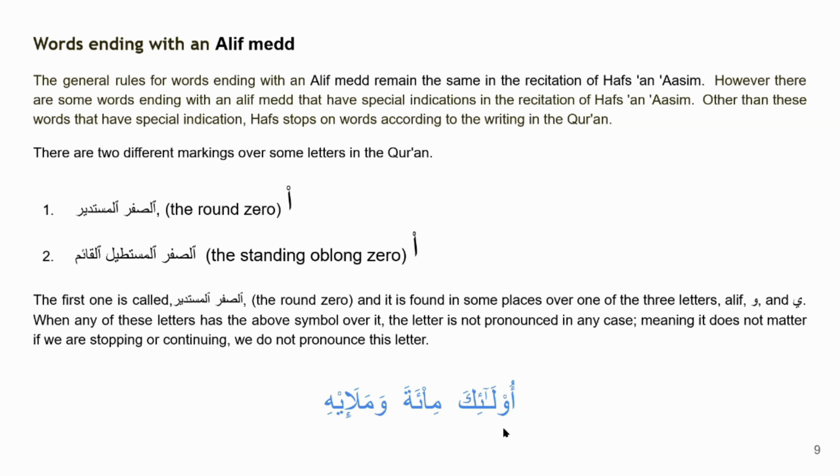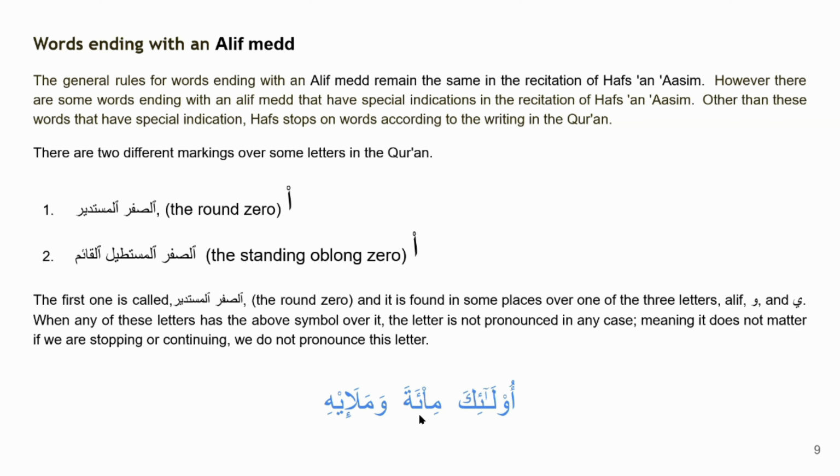Let's see some examples here. In the word ulaika, the letter waw has this round zero on the top, and instead of reciting this word like this, ulaika, we say ulaika, and there is no waw mad in the recitation. We will not recite this waw as a mad waw. We will skip this letter exactly like this.